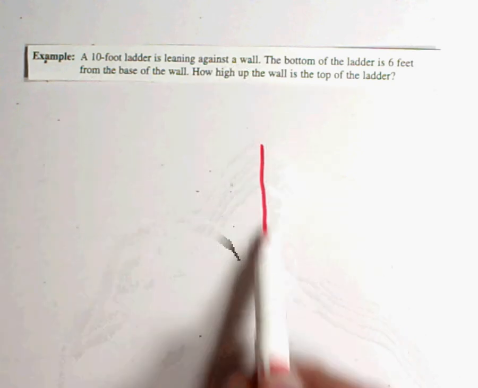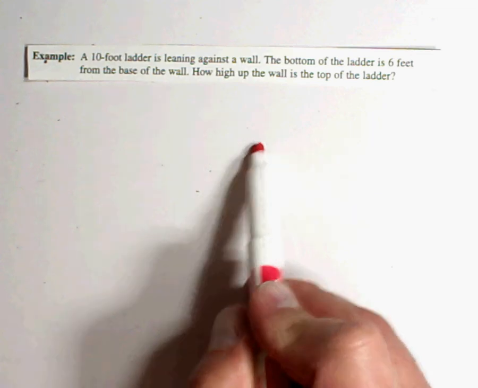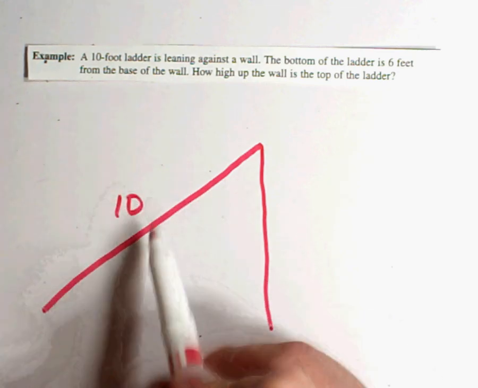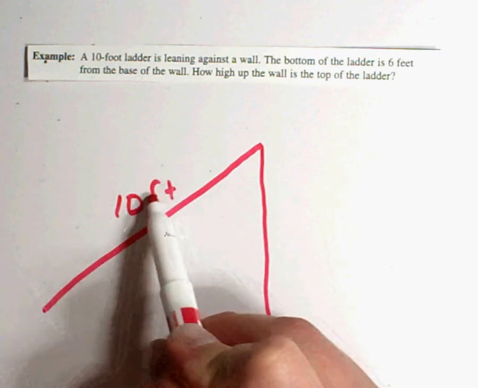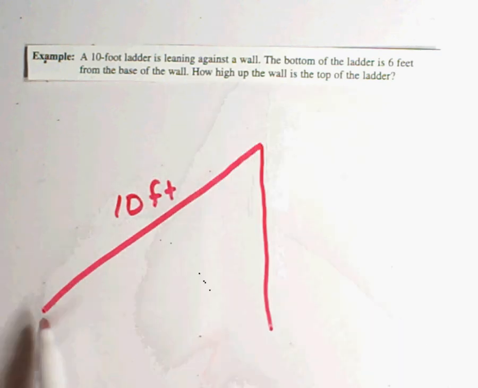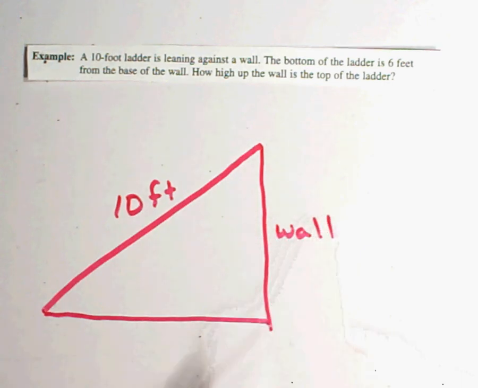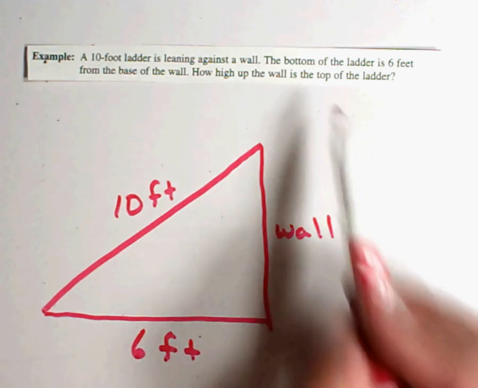All right, let's draw a wall, and let's draw a ladder leaning against it. I don't have to be a good artist to do this. It says a 10-foot ladder, so if the ladder's leaning, that means that's 10 foot. The bottom of the ladder, that would be right there, is 6 feet from the base of the wall. So if this is the wall, the bottom of the ladder, this is going to be 6 foot. How high up the wall is the top of the ladder?